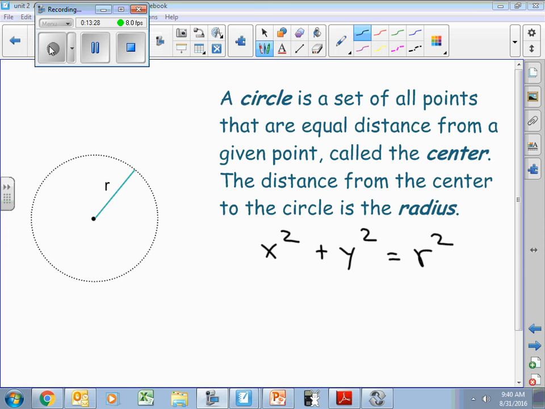I'm going to read this up here. We're going to grab a highlighter. Let's find out what's important. What's the official definition of a circle? A circle is a set of all points that are equal distance from a given point, called the center. So let's underline set of all points. Why set of all points?